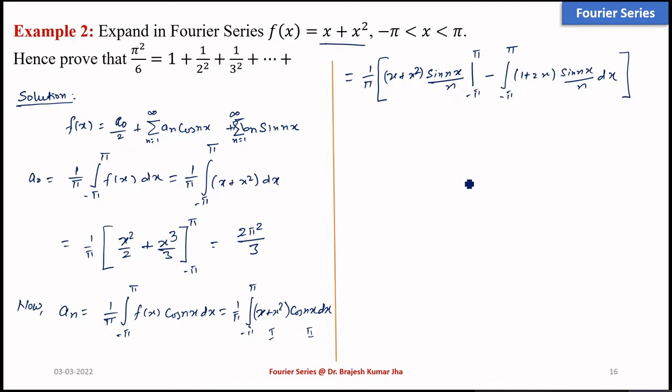So what is the value of sin n pi? Anyone? Once you put the limit, whatever it is, whether you are putting pi or minus pi, what is the value of sin n pi? Sir, that will be 0. It will be 0, right? So we will have only minus 1 upon pi.